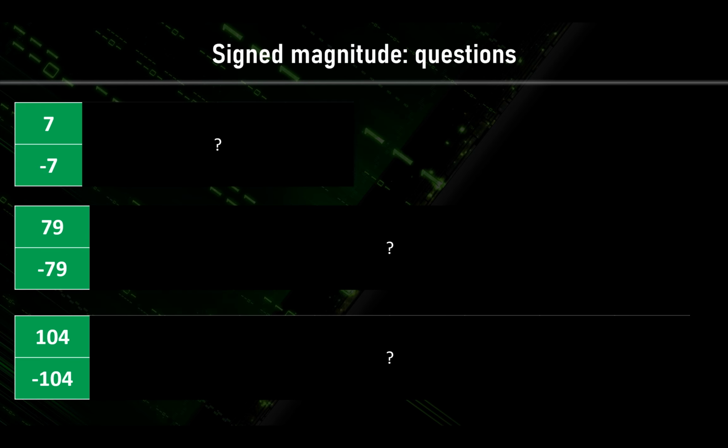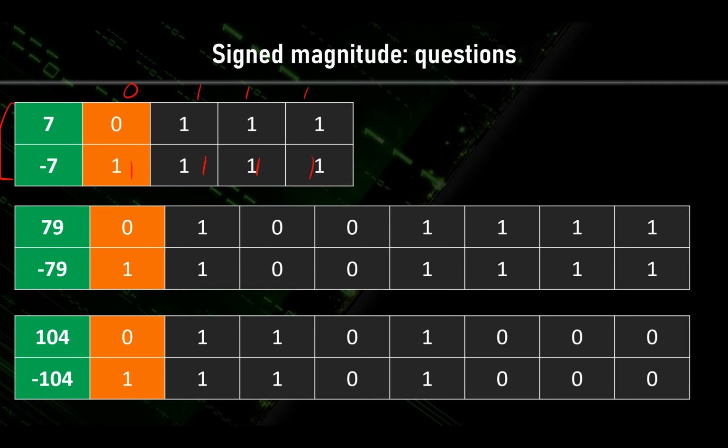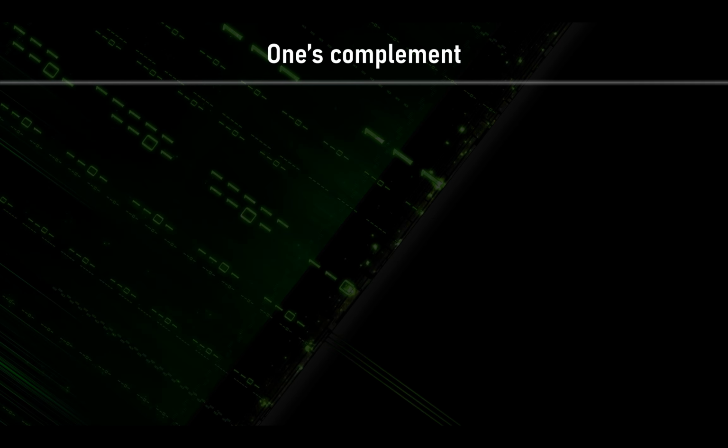So if we look at some questions, maybe just try this one. It should be quite simple. So, of course, 7 is going to be a 4, then a 2, then a 1. To make it positive, we're just going to have 0. Then, to make it negative, it's going to be the same, but of course just make that 1. Again, pause the video, have a go at the other 2 if you want. Hopefully they're not too difficult.